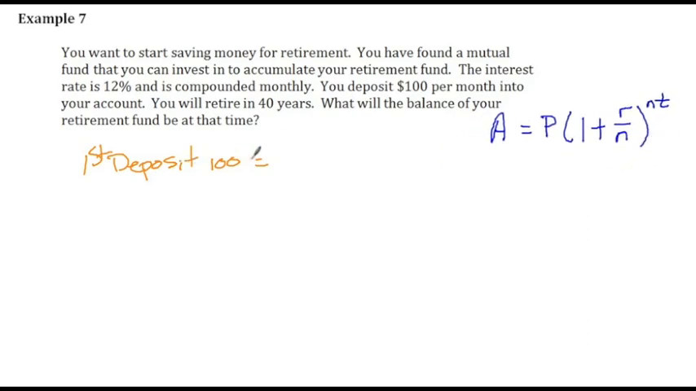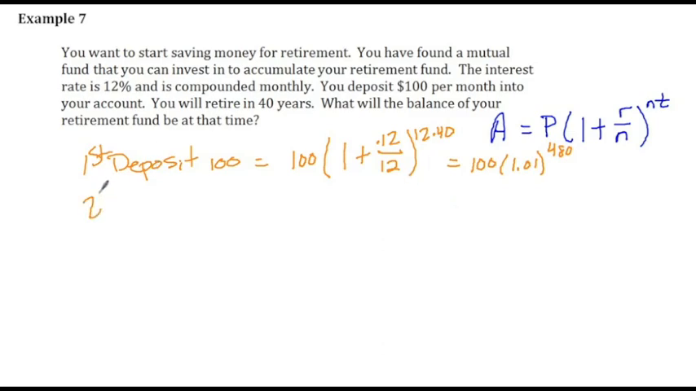So, the first deposit of $100, I put in $100. The interest rate is 12%, so 0.12. It's compounded 12 times in a year. And how long is that first payment going to be in there for? It's going to sit in there for 40 years. So, you're 12 times 40, right? Which, of course, would be 100 times 1.01 to the 480th power. And you can use a calculator to figure out what that is.